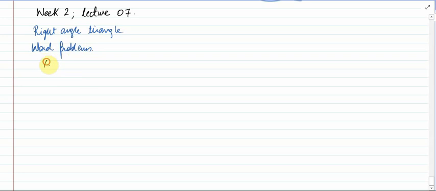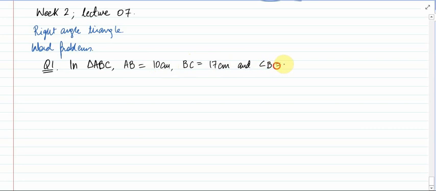So starting with question number 1, in a triangle ABC, AB is equal to 10 centimeter, BC is equal to 17 centimeter, and angle B is equal to 90 degrees, right? So you need to find the length of AC. Now that is our question, right?